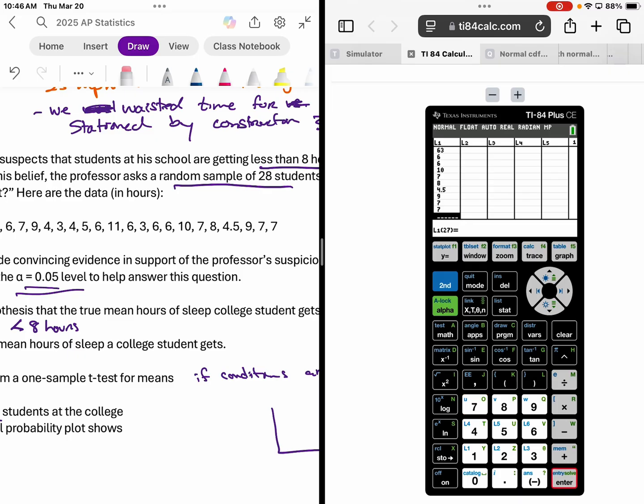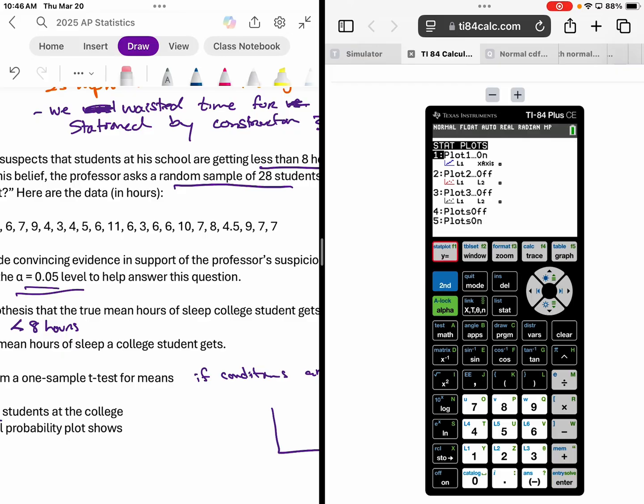Oh, I doubled up there. Let me put a 3. I have a 63. All right, I got them in there, not all in the right order, but who cares? That's all right. So now second y equals. My plot's turned on. Sweet. I can just go ahead and hit graph, hit zoom stat, zoom 9.